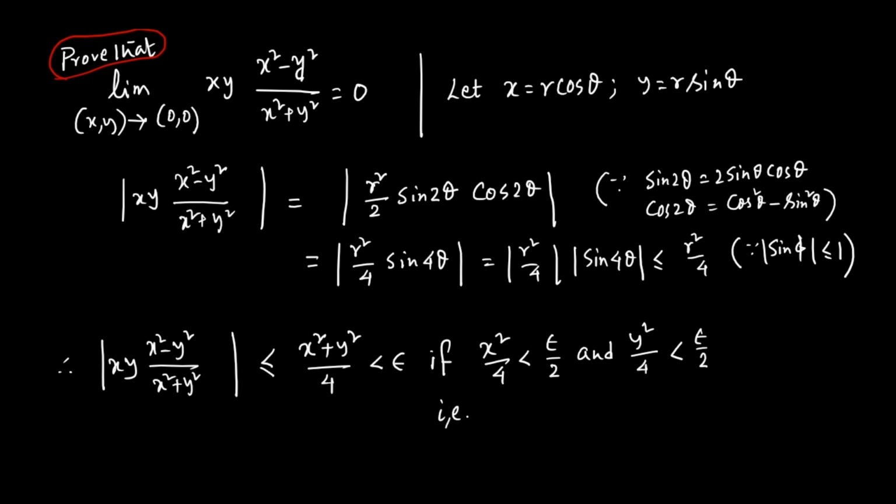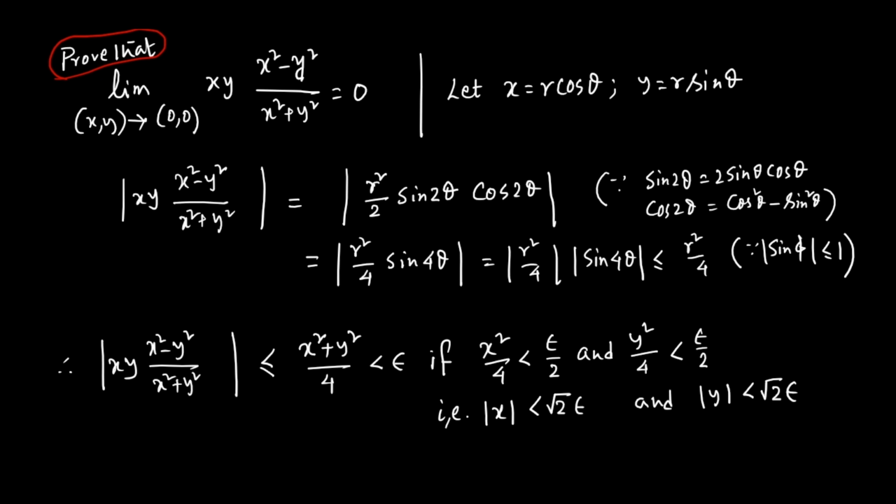That is, x square by 4 less than epsilon by 2. If I simplify, x square is less than 2 epsilon. That means if mod x is less than root 2 epsilon and mod y is less than the same root 2 epsilon.